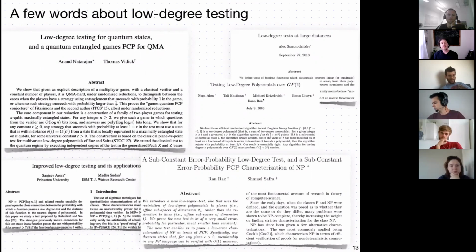If at some point you heard about the big breakthrough in quantum computing, the MIP star equals RE result, then this strongly relies on a low degree test that holds in the quantum setting. And in fact, there are dozens and dozens of papers which deal with various notions of low degree tests in different regimes and settings. It's a very active and vibrant field of research where you make technical improvements and you can get some important results.